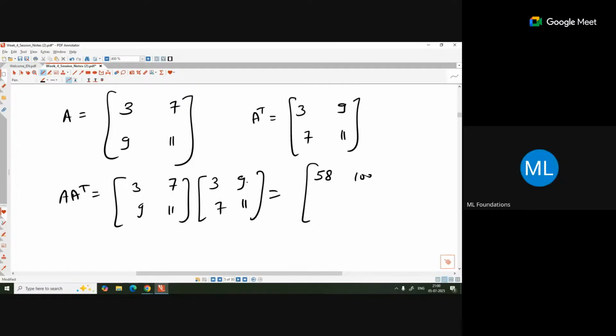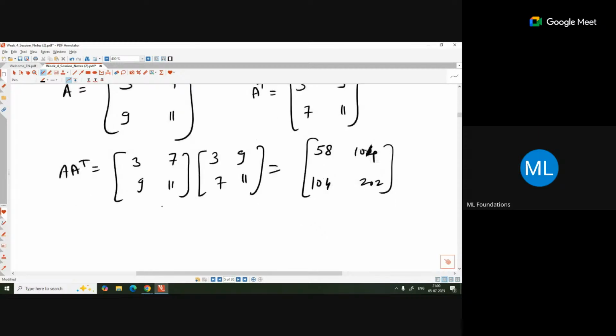How is it like 3 into 3, 9, 3 into 11... The one below is 27 plus 77, right? How come it will be 100? Yes, sorry, it is 104, and the other one will be 104 too. And 81 plus 121 is 202. So it's symmetric, and similarly A transpose A also is symmetric.